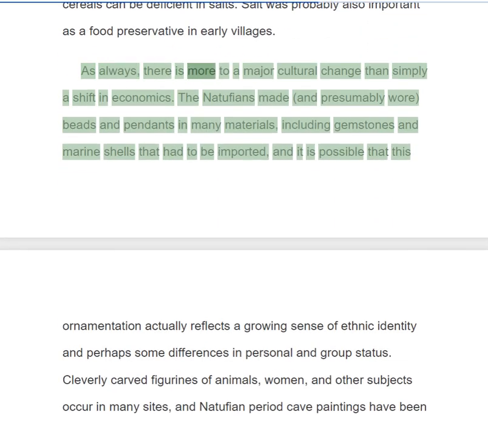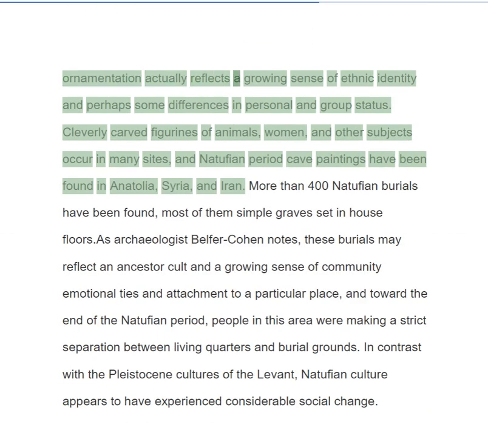As always, there is more to a major cultural change than simply a shift in economics. The Natufians made beads and pendants in many materials, including gemstones and marine shells that had to be imported, and it is possible that this ornamentation actually reflects a growing sense of ethnic identity and perhaps some differences in personal and group status. Cleverly carved figurines of animals, women, and other subjects occur in many sites, and Natufian period cave paintings have been found in Anatolia, Syria, and Iran.